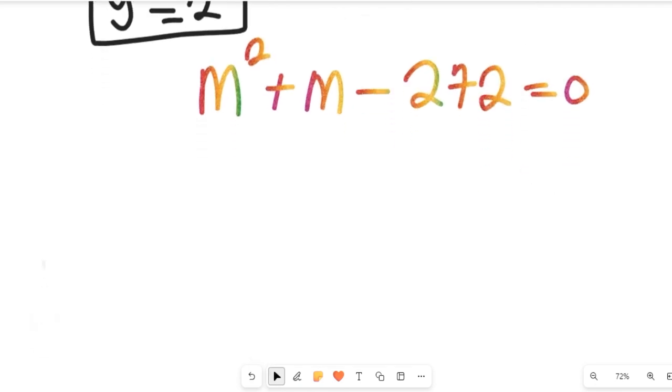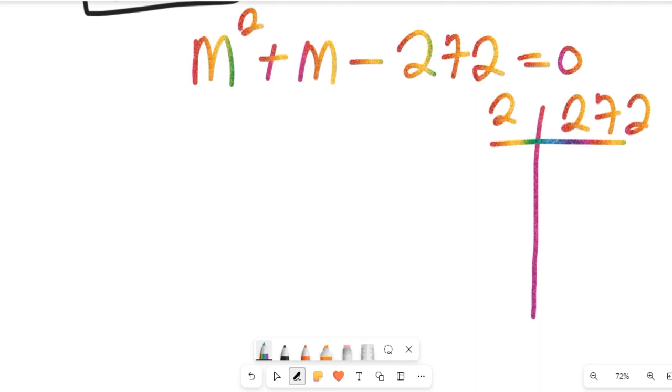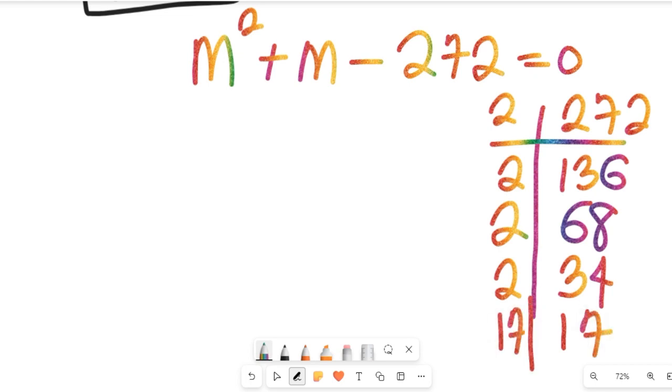Now to solve this using the factorization method, all you simply need to do is to find the factors of 272. When you find the factors of 272, 272 divided by 2 will give us 136, right? 2 can still divide 136 to give us 68, right? Then 2 can still divide 68 to give us 34, and 2 can still divide 34 to give us 17. And when you divide 17 by 17, you have 1.